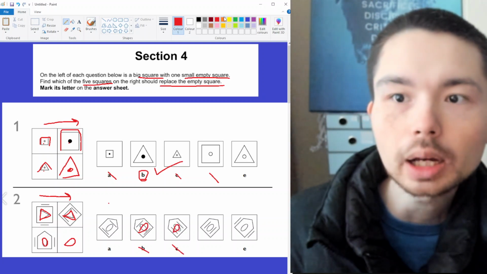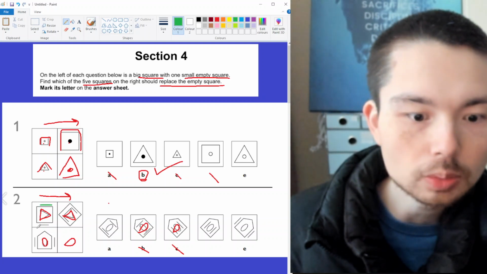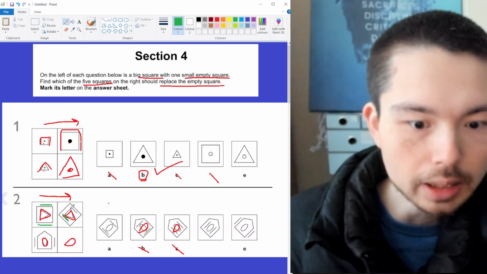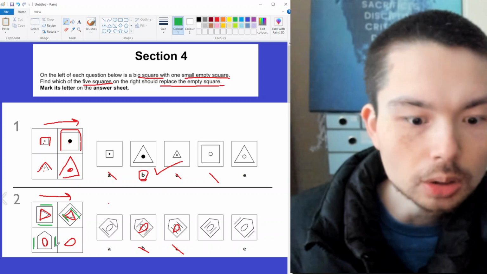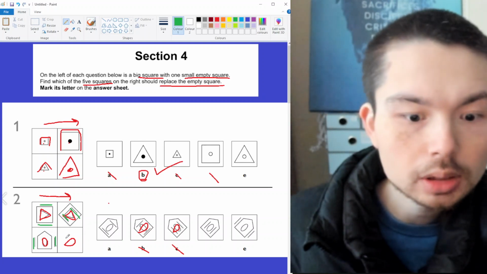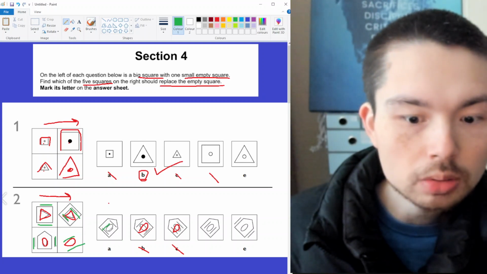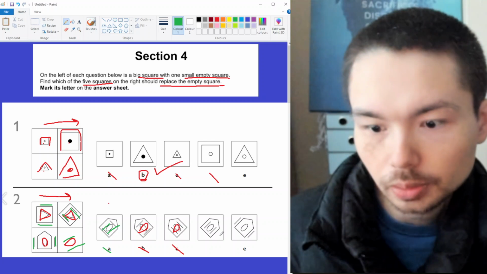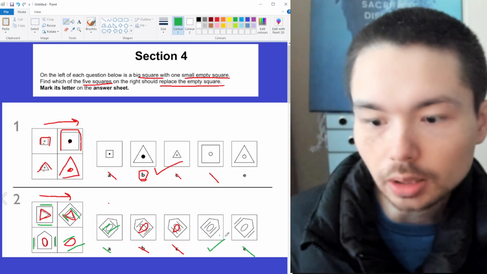Yes. Look at the lines. Outside, what happened to the lines? Inside. Outside, it will go inside the shape, along the oval. D is the answer.